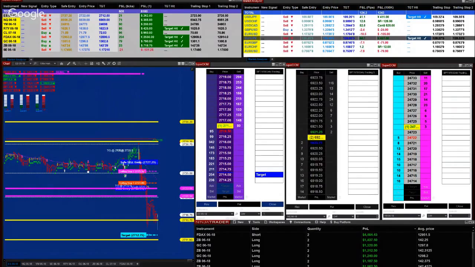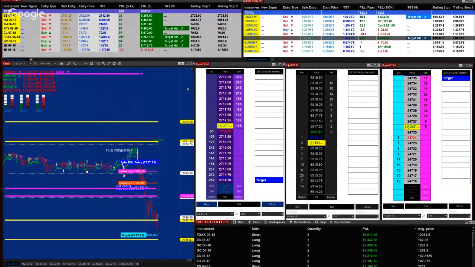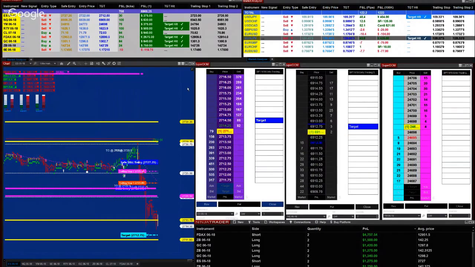So we are using the DOM here, which we have developed. The DOM goes with the automated trade, and you can also take those signals directly from the DOM if you don't want to use the chart. As an example, we have a lot going on right now.